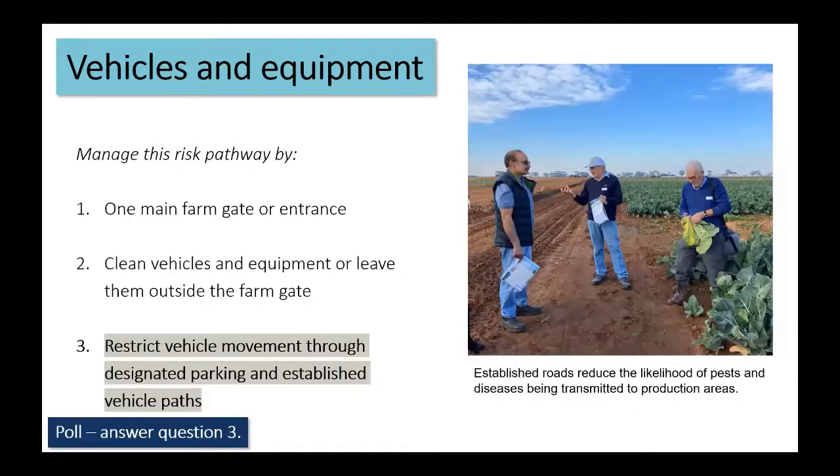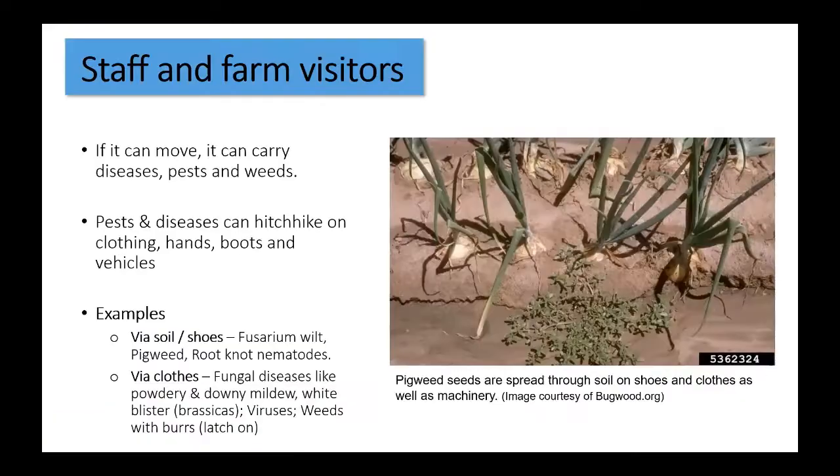So where possible, restrict the movement by providing parking areas for those non-farm vehicles and use established vehicle paths when driving through production areas. Like you can see in the back of that image there, that's an established path. There's no plants around and it's quite a distance from any crops. So that's going to limit the spread of pests and diseases through that pathway.